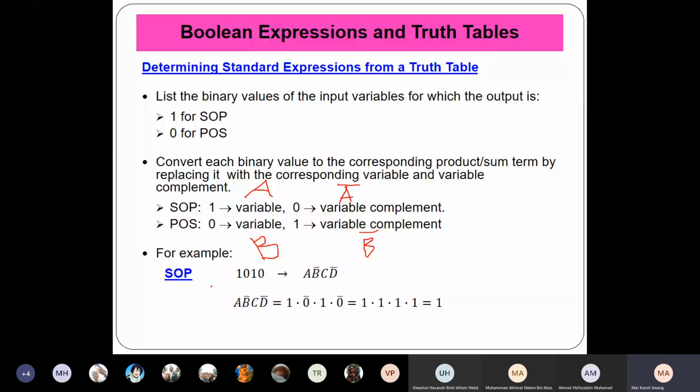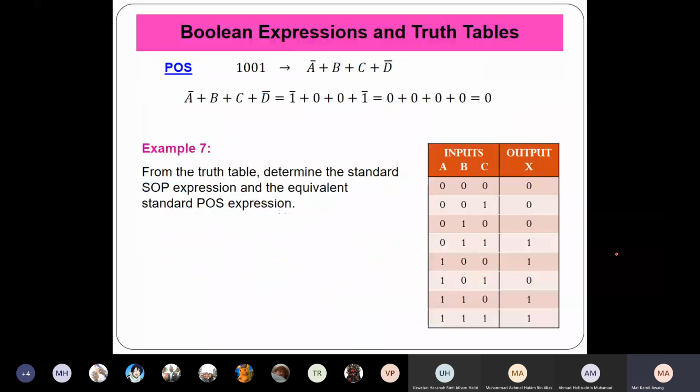So, for example, for SOP, let's say 1010. This is actually A, B bar, C, D bar. If it's POS, for example, 1001 is actually A bar plus B plus C plus D bar. So for this example, from the truth table, determine the standard SOP expression and the equivalent standard POS expression.